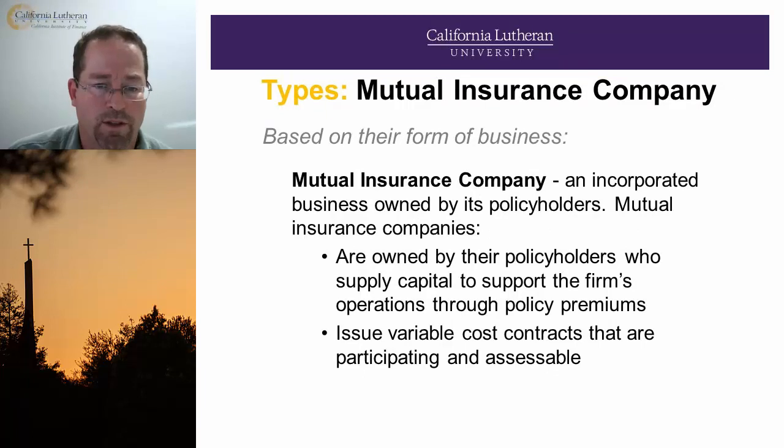A mutual insurance company is an incorporated business owned by the policyholders, not the stockholders. Mutual insurance companies are owned by the policyholders who supply capital to support the firm's operations through policy premiums. They issue variable cost contracts that are participating and assessable. In the prior slide, we talked about how a stock company will issue excess profits or dividends back to the stockholders. A mutual can also issue dividends, and that is based on the profit for a particular line of insurance to those particular policyholders.